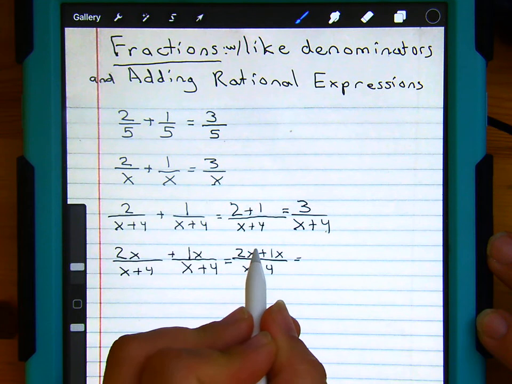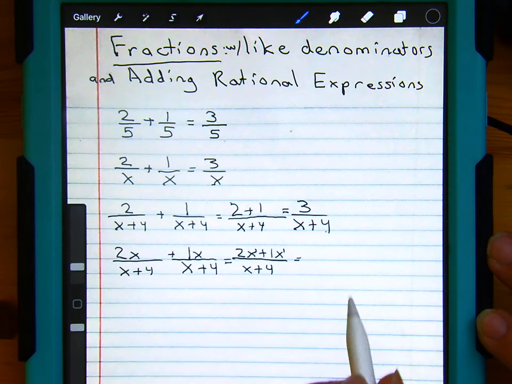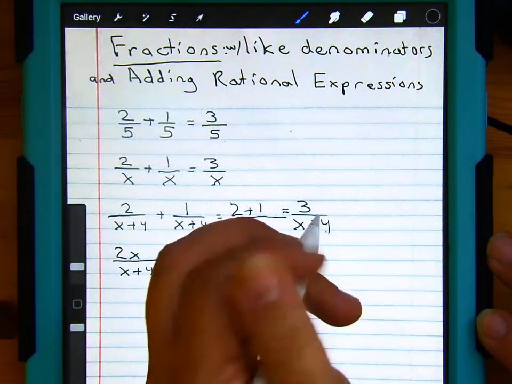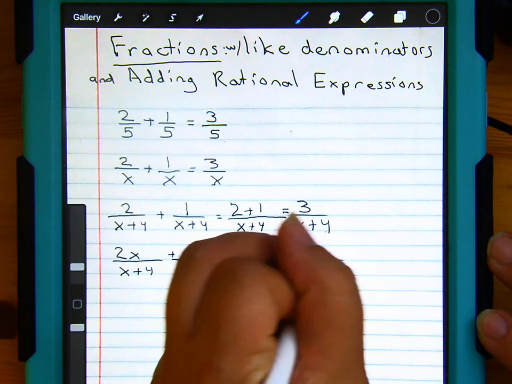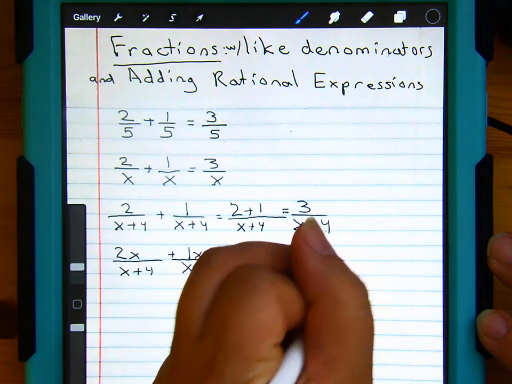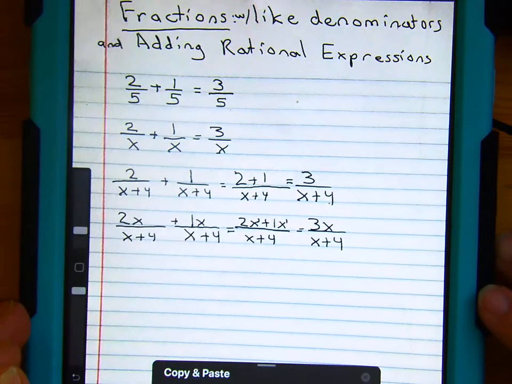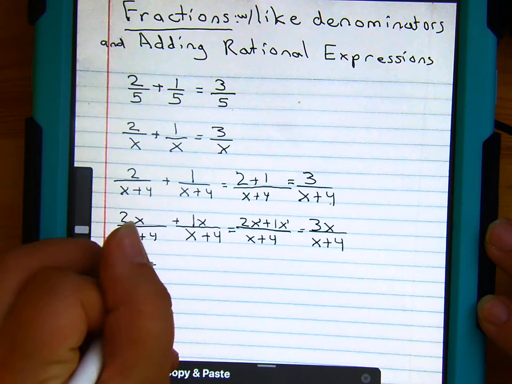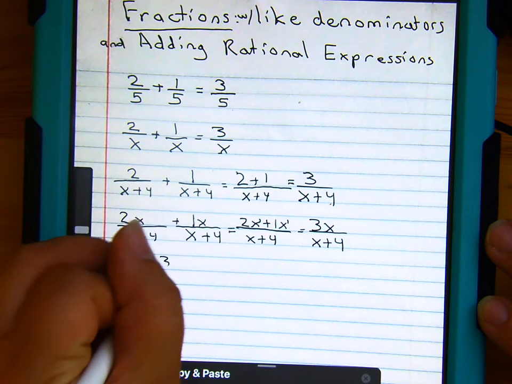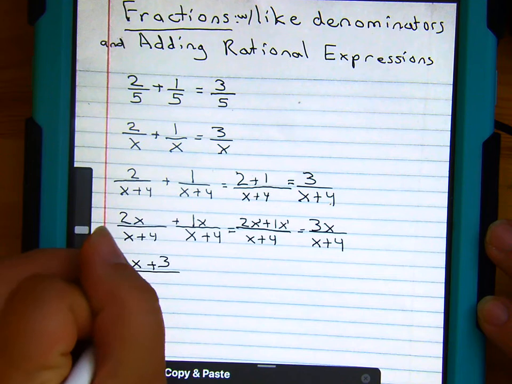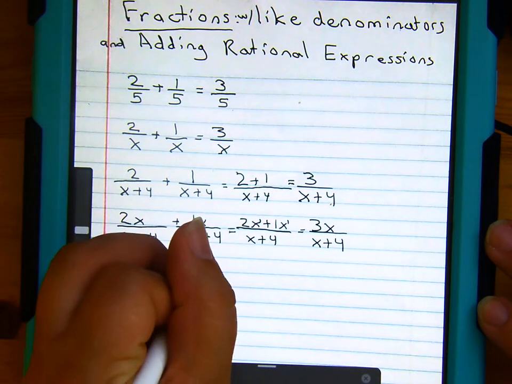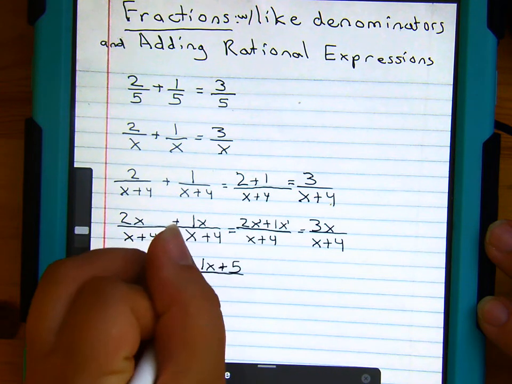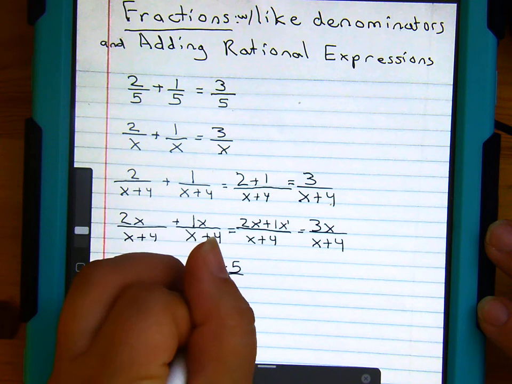Combined like terms, they have the same exponent, which is 1. So I combined what's called the coefficient, or my number in front is my coefficient. So I get 3x over x plus 4. But what if I start adding something that looks like this? 2x plus 3 over x plus 4 plus 1x plus 5 over x plus 4.